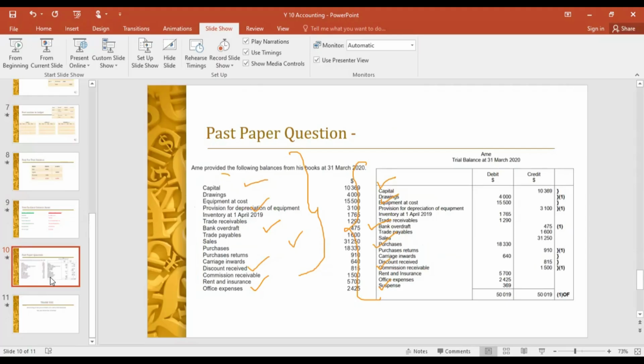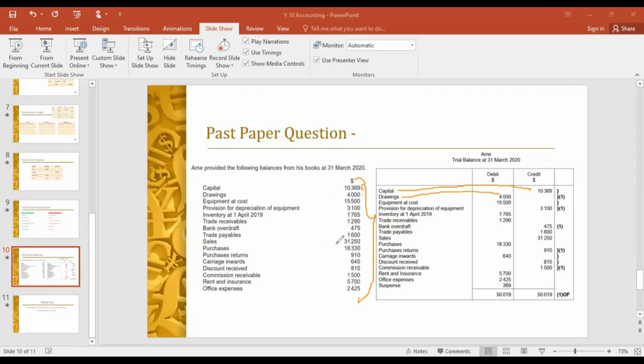Let us see a question from a past paper. I have projected the question and answer at the same time. Capital is 10,369. Now capital has a credit balance, so it will go to the credit side. Then drawings has a debit balance, so it will go to the debit side. Equipment is a debit. So what you need to do is put all these balances in a trial balance on their respective side. So a very easy kind of chapter.